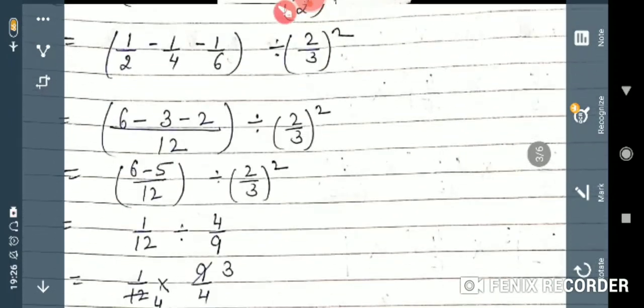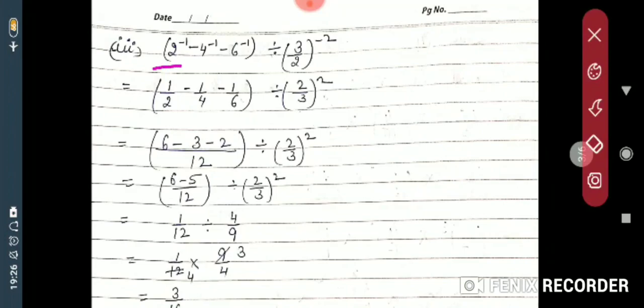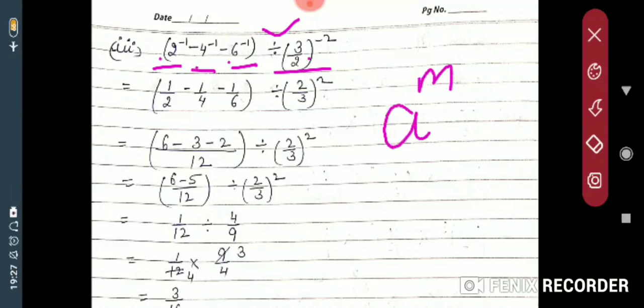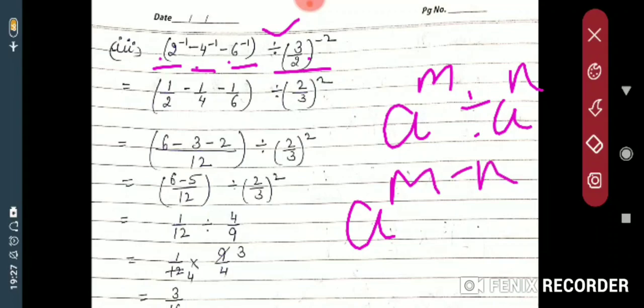Now next question. 2 to the power minus 1 minus 4 to the power minus 1 minus 6 to the power minus 1, divide 3 upon 2 to the power minus 2. So as all the bases are different, we cannot apply the property that in division the powers are subtracted. Okay.